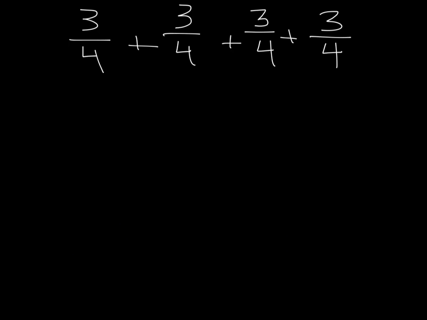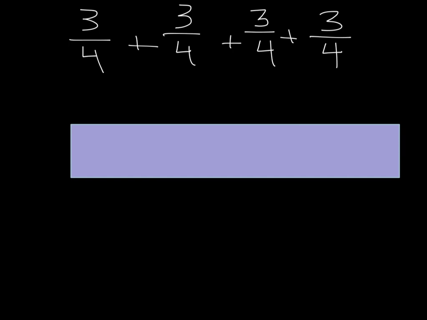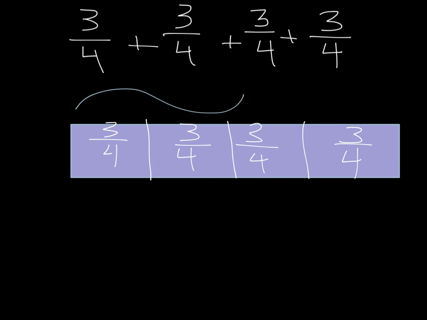1A asks you to draw a tape diagram to represent 3/4 plus 3/4 plus 3/4 plus 3/4. To do so, we start by drawing our rectangle, and then we'll divide it into 4 equal pieces because we're adding 4 of the same fraction together, and then we'll mark each one 3/4. And then what we are solving for is the total when we add all of those fractions together. So this is what your tape diagram would look like.